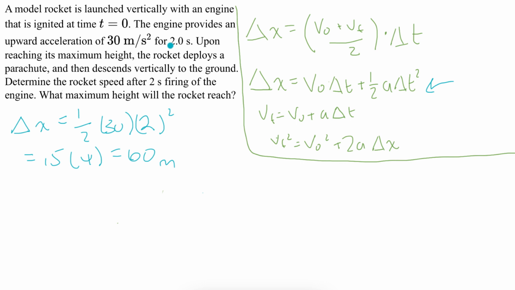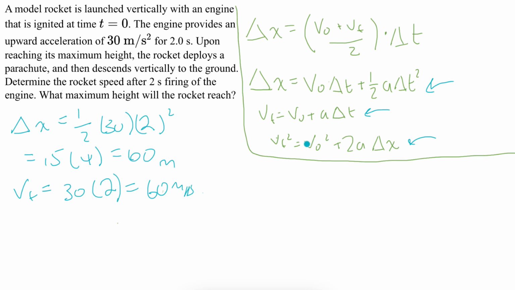Now, after it stops accelerating, we need to find its speed, and then we can plug it into this equation to find out the displacement when it starts getting accelerated by gravity. So to calculate the speed once it's done accelerating, we can just use this equation right here. So the final velocity is equal to the initial velocity, this is 0, plus the acceleration, which is 30 meters per second squared, times the time, which is 2 seconds. This will give you 60 meters per second.